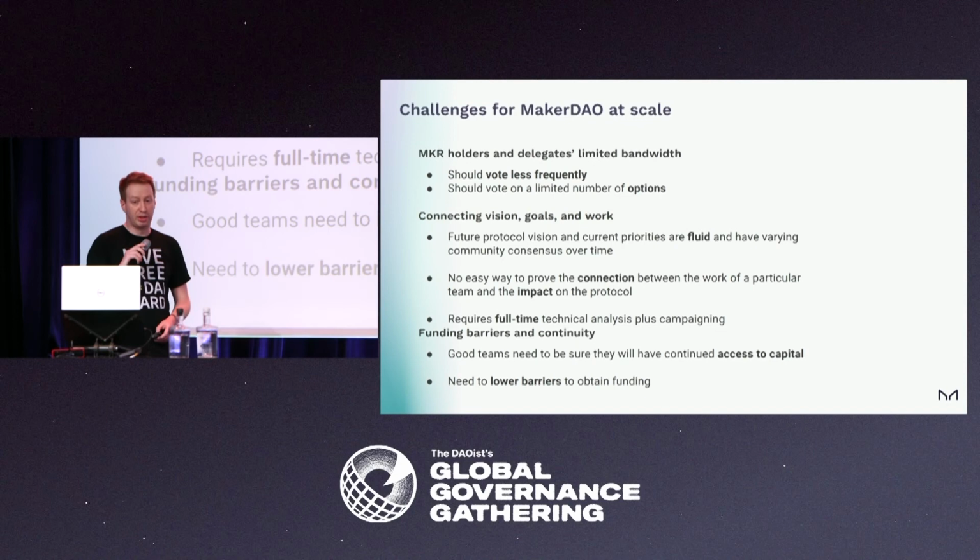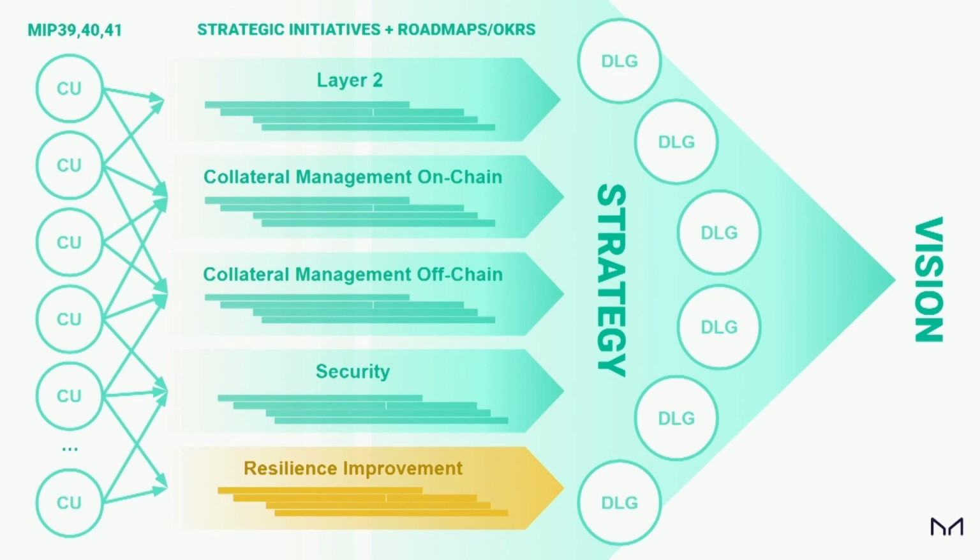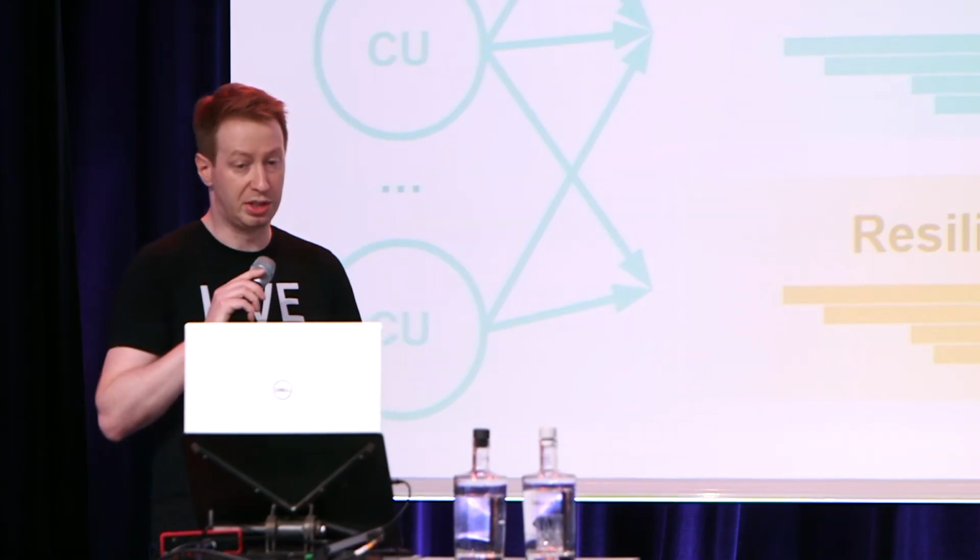The challenges are that MKR holders and delegates have limited bandwidth, and today a big challenge is to create a vision and high-level goals, and to align all these different groups in the DAO. This is what we are working on today. One of the constructs that we are already creating on top of the MIP39, MIP40, and MIP41s, which are the basic core unit frameworks, are strategic initiatives. These are basically formal initiatives, roadmaps that are shared between multiple core units.